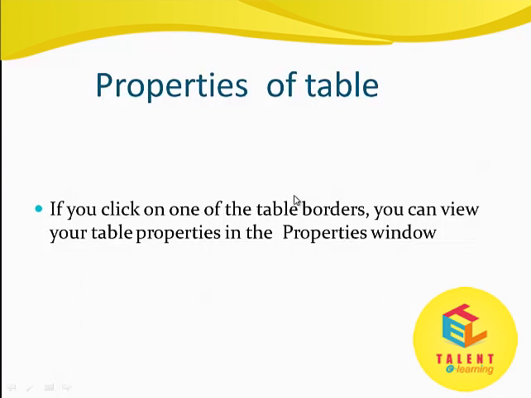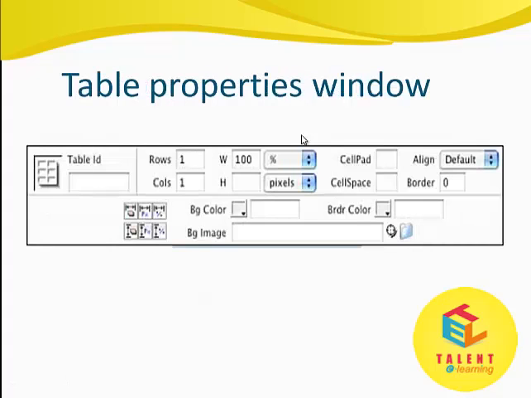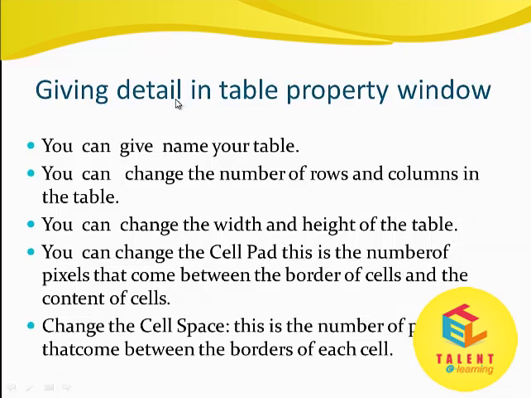Properties of table. If you click on one of the table borders, you can view your table properties in the properties window. Table property window. Here: table ID, rows 1, columns 1, width 100 percent or pixels, height pixels, cell pad, cell space, align default, border 0. Giving details in the table property window.